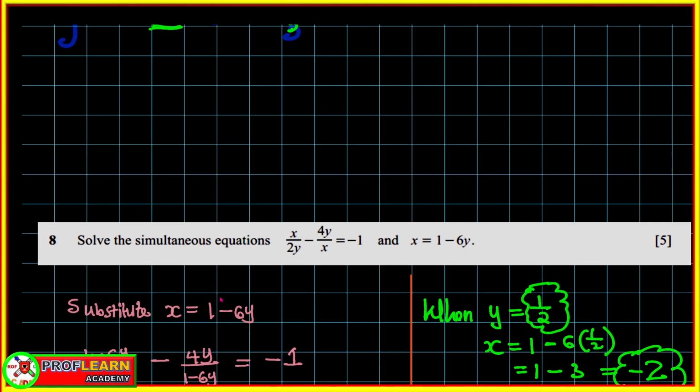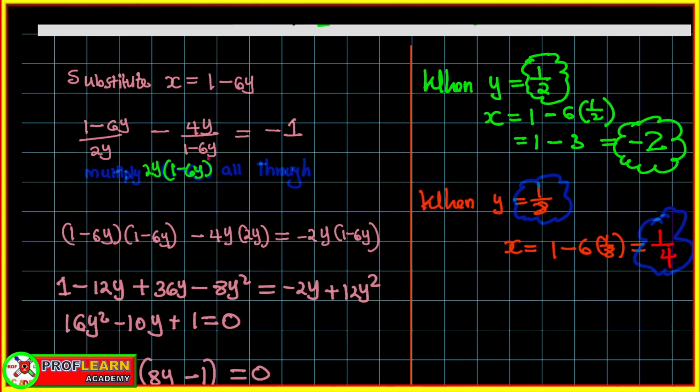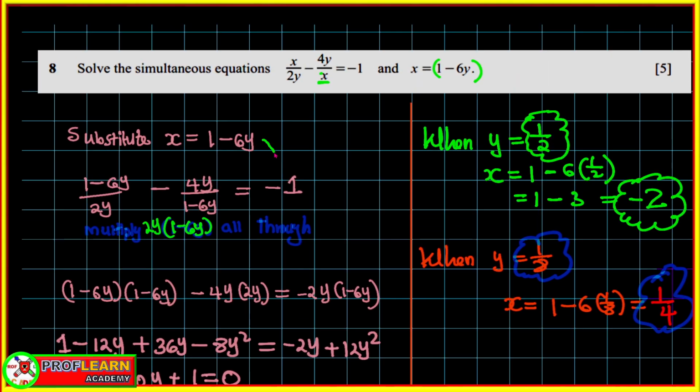Then we have question 8, a question to do with simultaneous equations. So we shall take this part that we have here and substitute it anywhere we have an x at this point here and this point. Once we've substituted, we're going to get rid of the fractions. You can see the first thing I did is the substitution. Once I substituted, I started multiplying all through by 2y into 1 minus 6y in order to get rid of the fraction.